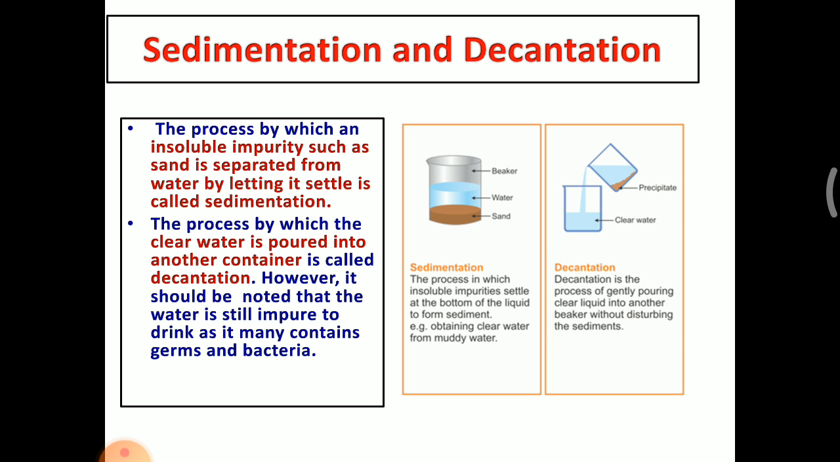The process by which the clear water is poured into another container is called decantation. After sedimentation, the clear water is above the impure substance. So this clean water is transferred into another container. This process is called decantation. However, it should be noted that the water is still impure to drink as it may contain germs and bacteria. So we have to boil this water again and then we can drink.